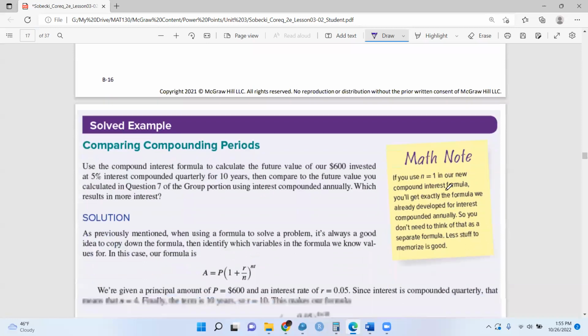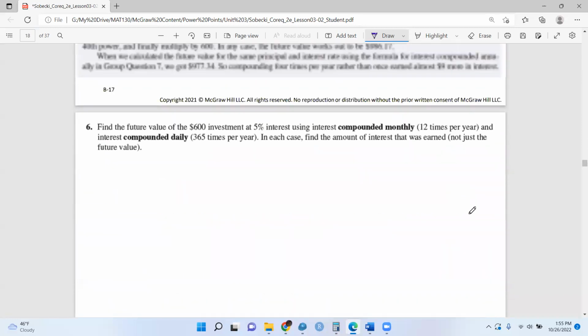So let's do a practice problem. I'm going to ignore this one. We're going to do this one. Find the future value of the 600 investment at 5% interest, compounded monthly and compounded daily. We're going to use 365 for that. So I'm going to label these n equals 12 on this side, n equals 365 on this side, and I'm going to write out my future value formula.